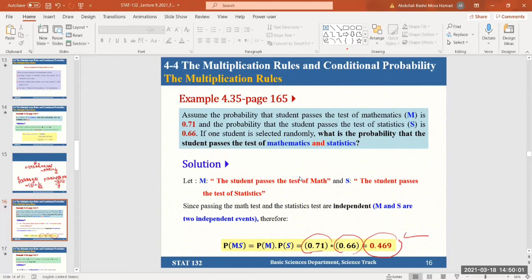So this is an example of the probability of independent events. We take a break and come back after 20 minutes.